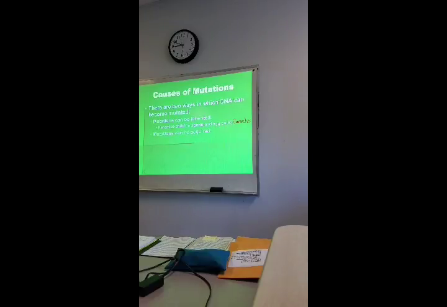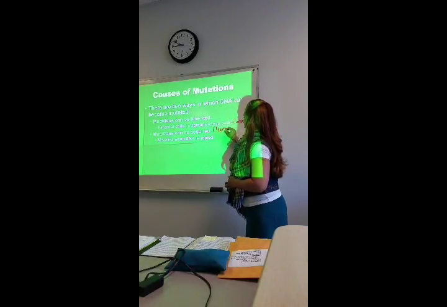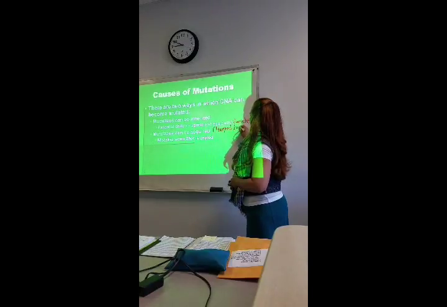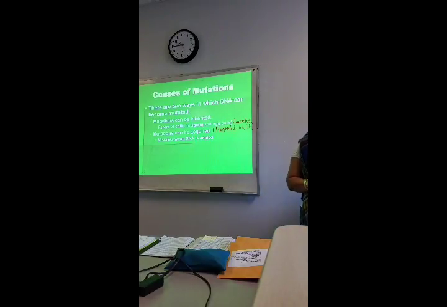Another way would be acquired, meaning that they came from your environment, or it could just be a mistake that happens in your DNA. So it can be acquired, meaning that you didn't get it from parents, it happened during life. Sometimes your DNA copies and mistakes just happen in the copying process, or there's environmental damage from mutagens, meaning that you've been exposed.